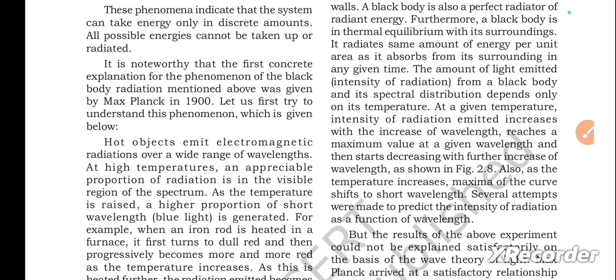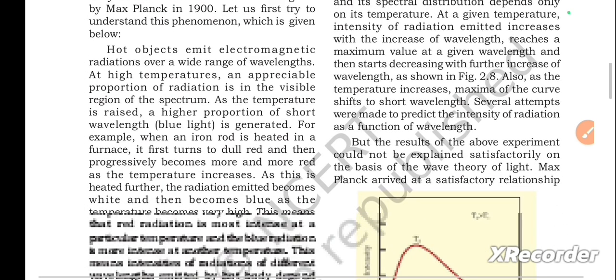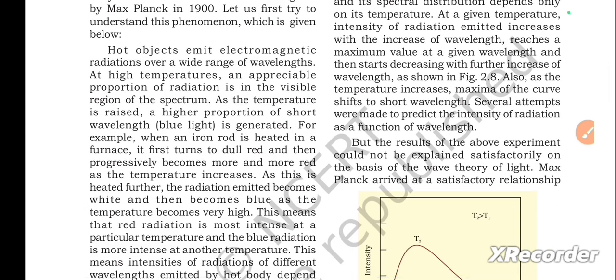It is noteworthy that the first concrete explanation for the phenomenon of black body radiation mentioned above was given by Max Planck in 1900. Let us first try to understand this phenomenon. Hot objects emit electromagnetic radiation over a wide range of wavelengths. At high temperatures, an appreciable proportion of radiation is in the visible region of the spectrum.